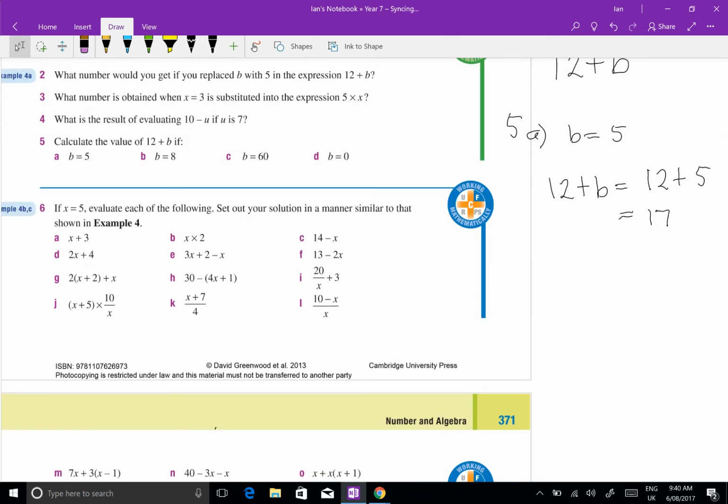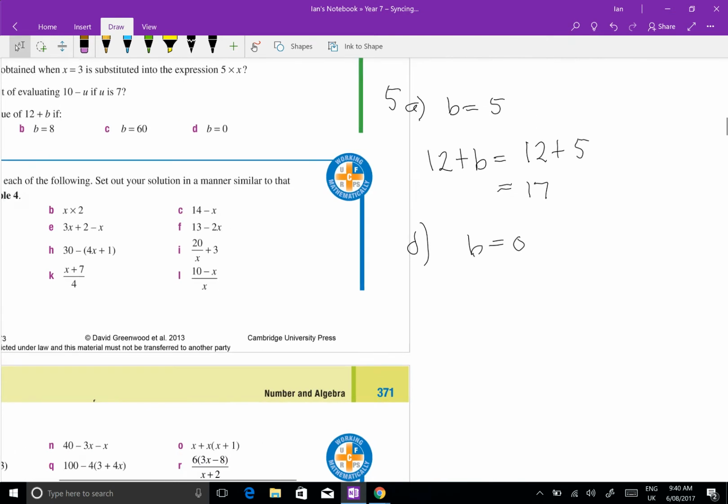Let's have a look at 5D. B equals 0. Yes, you can put a 0 value into an expression. Well, 12 plus B will equal 12 plus 0. Well, that'll just be 12. Cool.